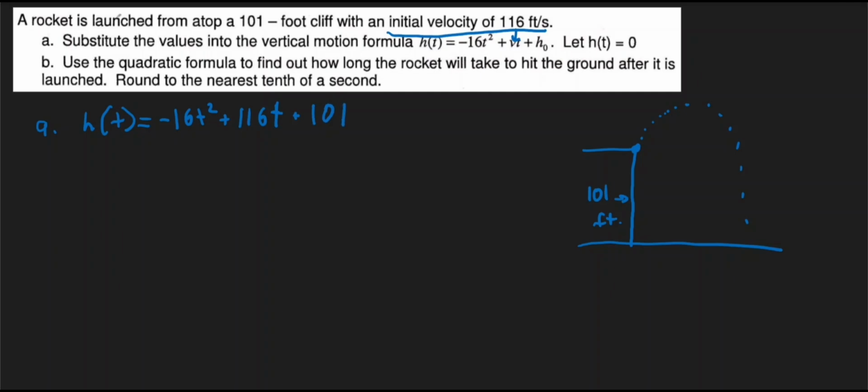All right, and then part B says use the quadratic formula to find out how long the rocket will take to hit the ground after it is launched, rounded to the nearest tenth of a second. So when it's hitting the ground, we know that the height would be 0 feet above the ground, and we're solving for the time it takes the rocket to reach a height of 0 feet. All right, so we can plug in a 0 for the height and solve for the t. So we have negative 16t squared plus 116t plus 101.